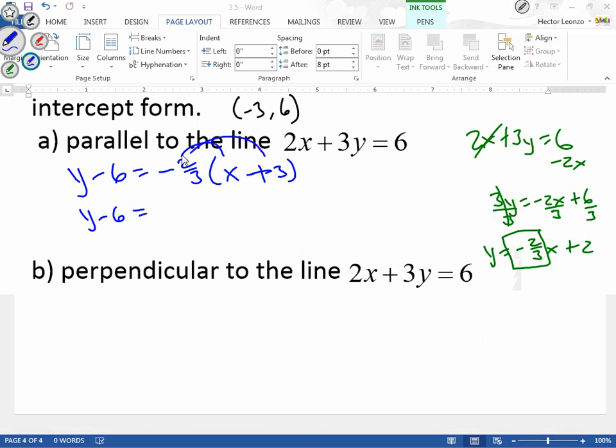Let me multiply the negative 2/3 to the inside. So I have negative 2/3 x minus negative 2/3 times positive 3. That gives me negative 2. Now, to finish this, my minus 6, let me move it over here as a plus 6. All right, I'm going to switch the sign. So I have that y equals negative 2/3 x plus 4.